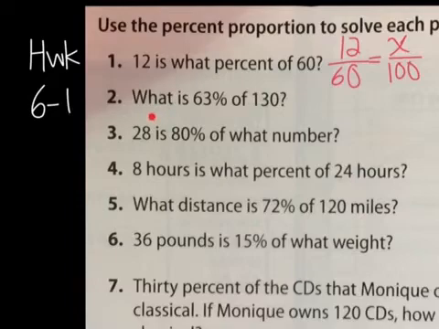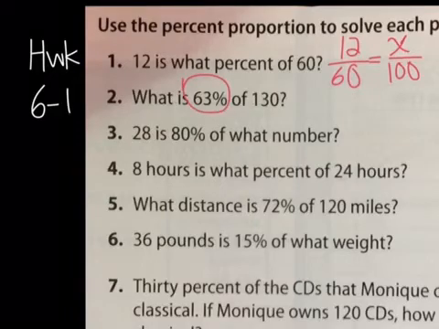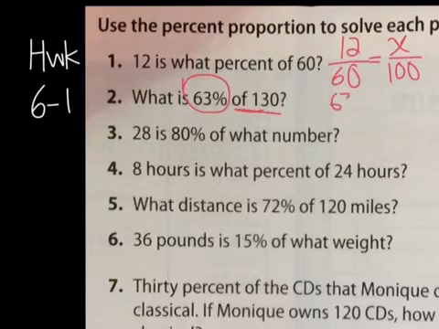But for example, here, what is 63%? So you know that it's 63%, so you already know that this is over 100, right? Of 130. Out of 130. So you would write 63% of 130, out of 130. You see? And we're looking for that one. Okay, try these and then we will check them in class.